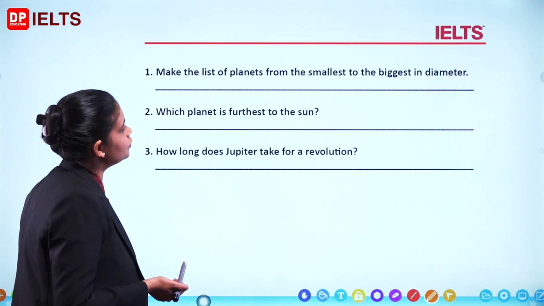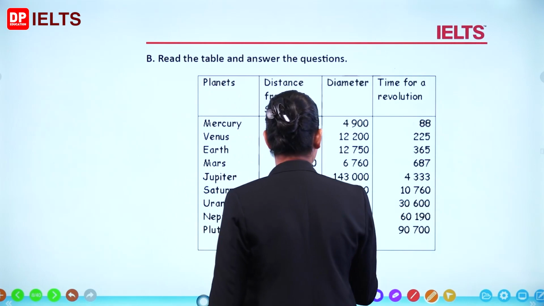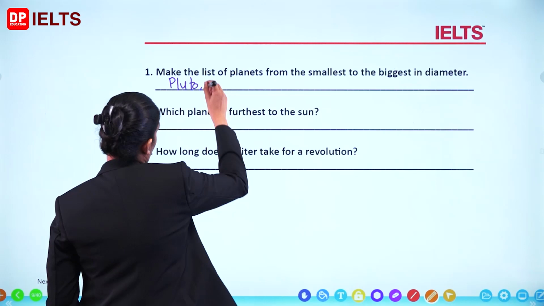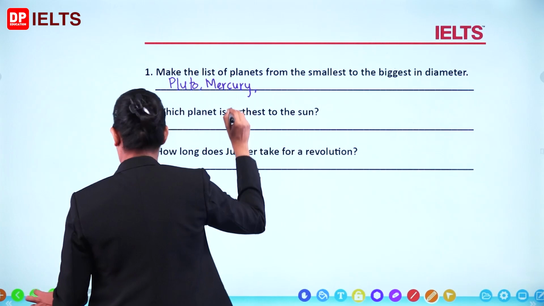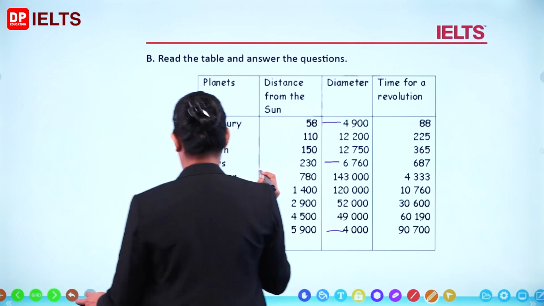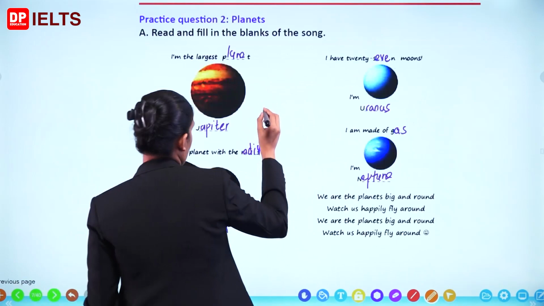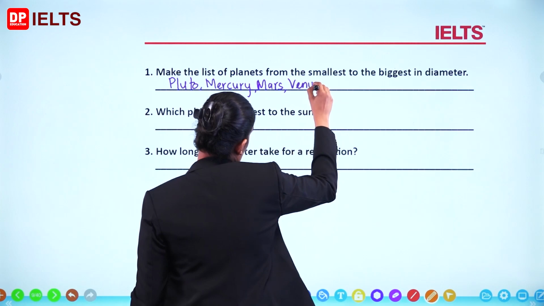Smallest diameter is Pluto. Right? The smallest is Pluto. After that, Mercury. After that, Mars. After that, Venus. After that, Earth.